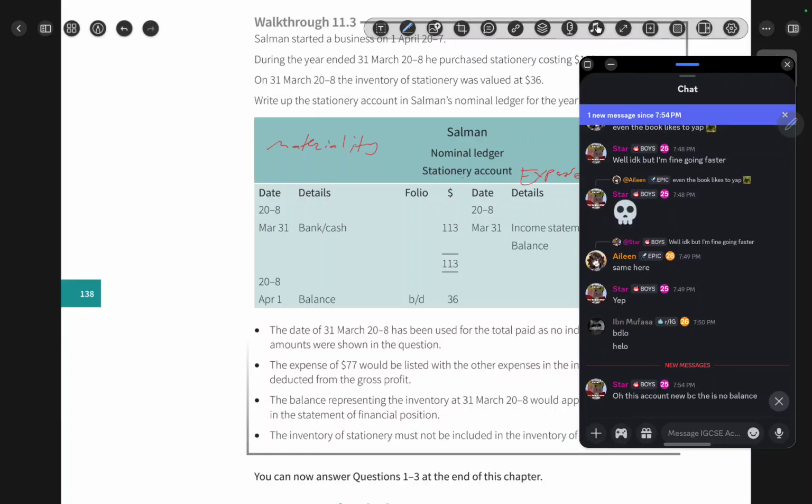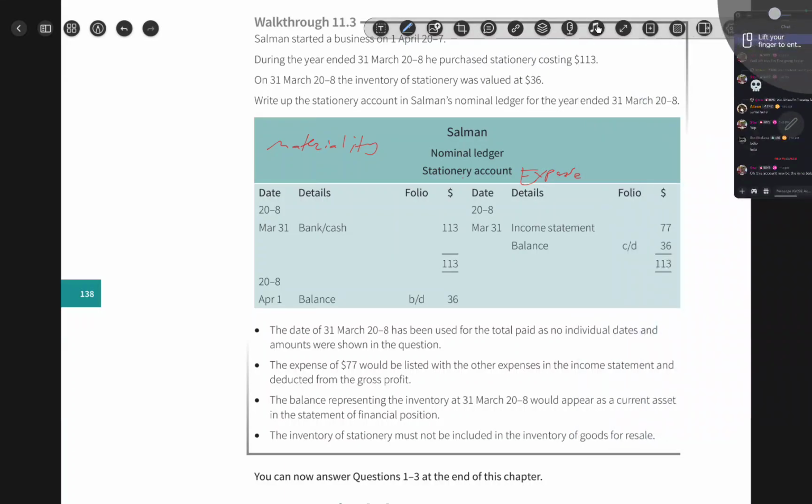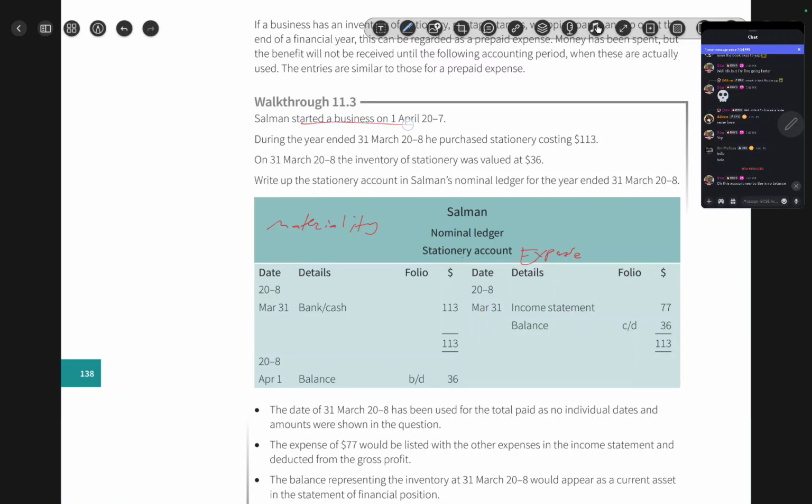This account is new because there's no balance. Exactly, meaning it's the first time of the business, or it's the first time he's buying stationery. There can be two cases, but either way there will be no balance b/d. So what's happening here? You pay for the expense, same thing. Then you write income statement on the credit side, same thing. This is going to be your prepaid.